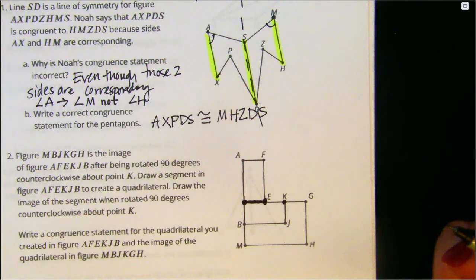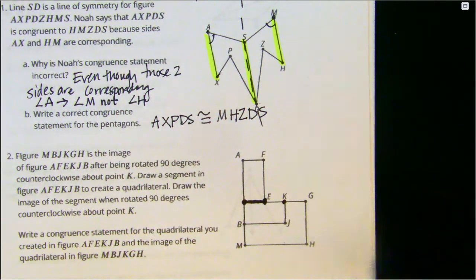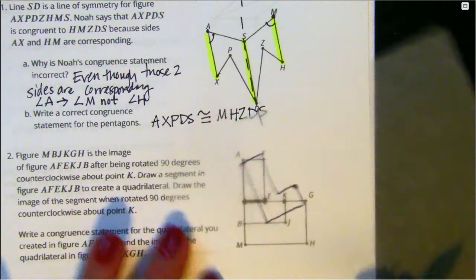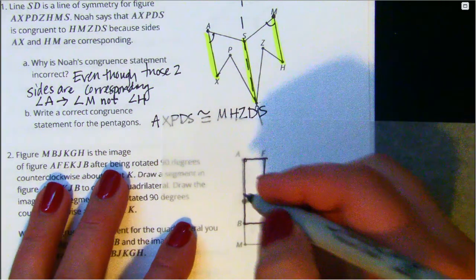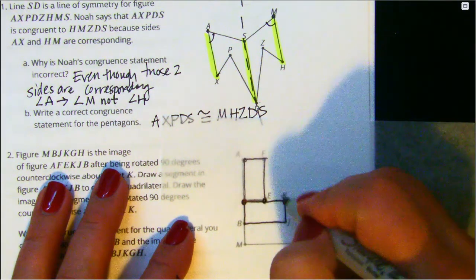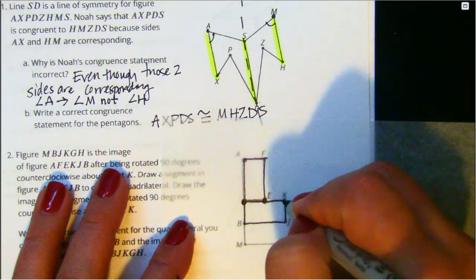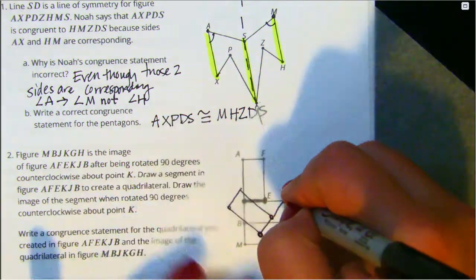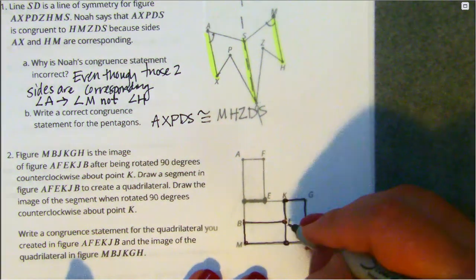Draw the image of that segment when rotated 90 degrees counterclockwise around point K. So now I'm just going to use that same shape. So here's this new segment, and I want to put that in this one. I'm going to go 90 degrees counterclockwise. That's going to be right there.